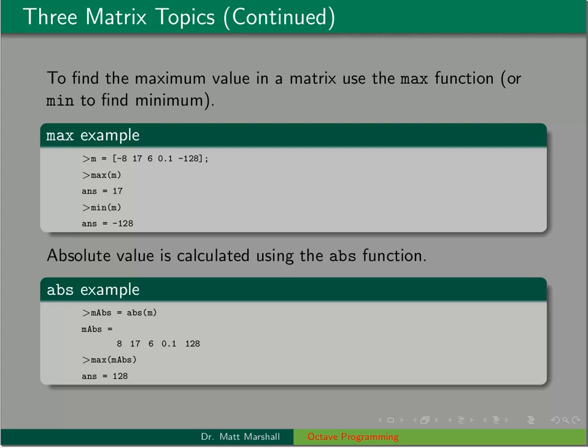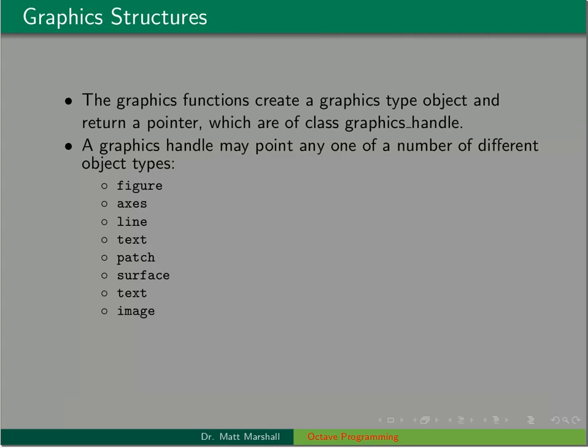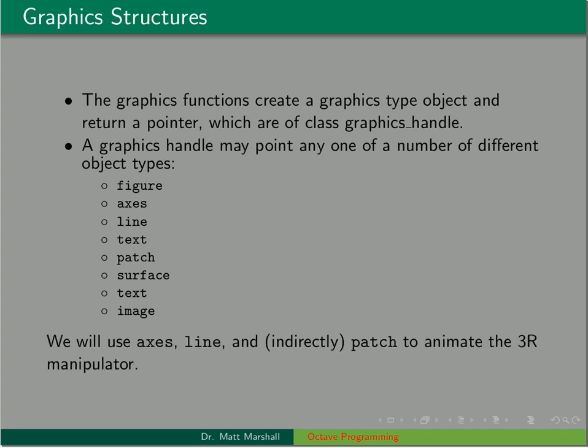And now on to the graphics. There are graphics objects in Octave, and each one has a function with the same name. And what that function does is creates the object and returns a handle, a graphics handle, which is a pointer to that object. Here's a list of the different types of graphics objects in Octave, and we're going to use 3 of them in this animation project. So specifically, we'll use the axes, line, and patch objects.